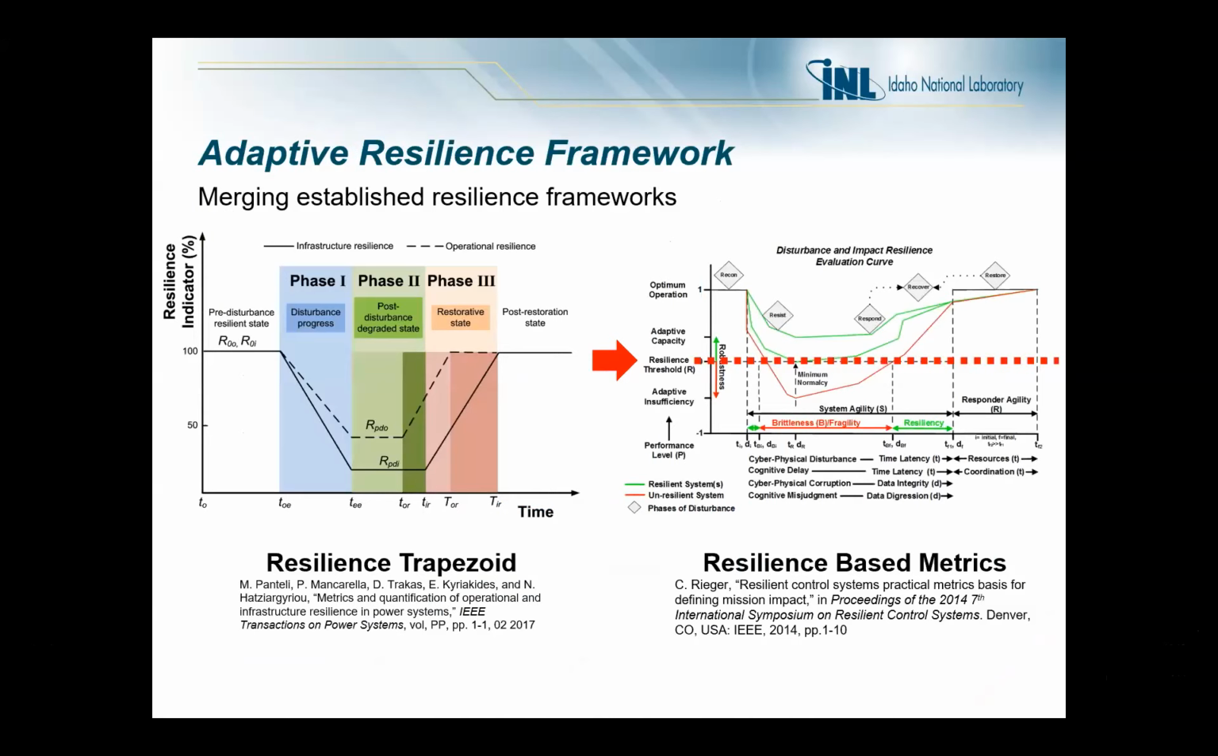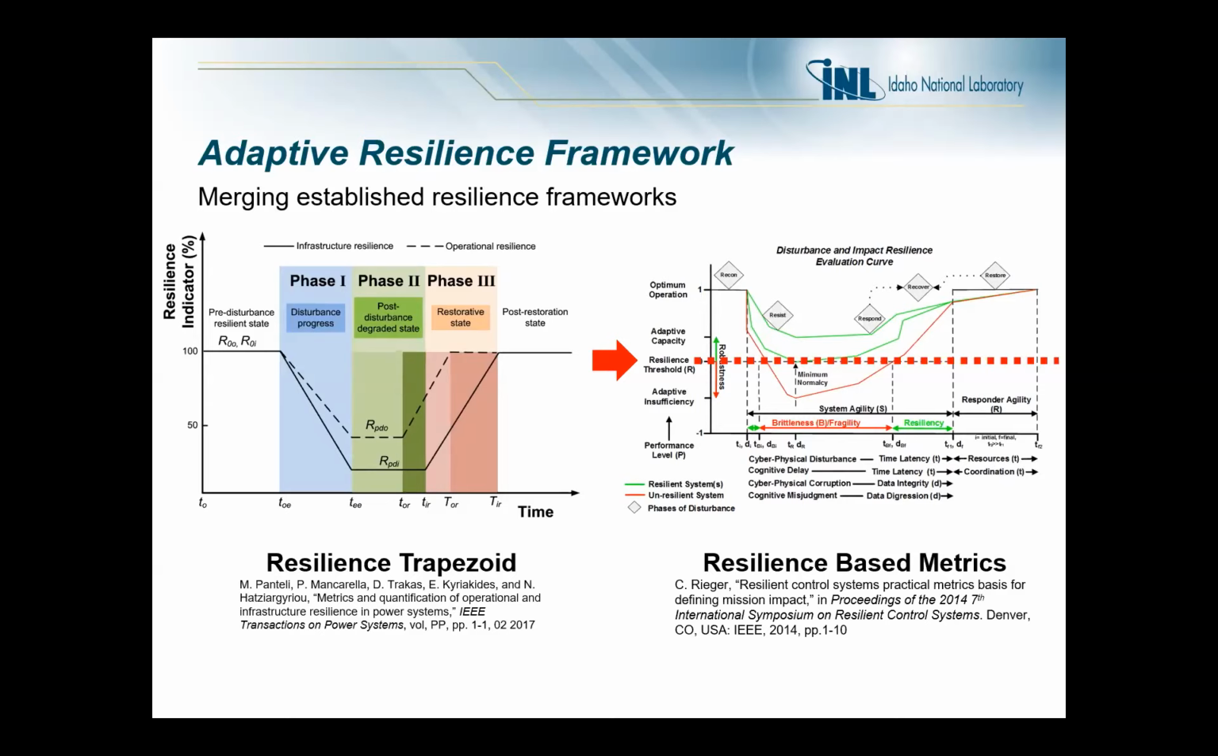So this work did not start from scratch. We looked to existing resilience frameworks out there, and we decided to base it off of two in particular. One is on the left, called the Resilience Trapezoid by Dr. Patelli, which is a very common resilience framework used in power systems. And then on the right, we have Dr. Rieger's resilience-based metrics and framework, which was designed for use in control systems.